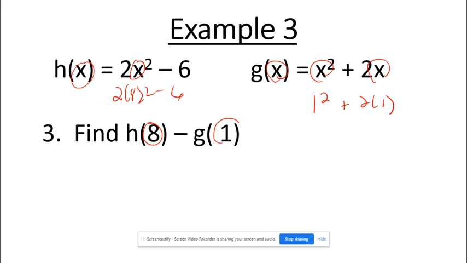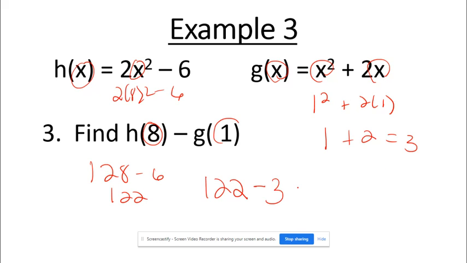So 2 times 8 squared. 8 squared is 64. Times 2 is 128. Minus 6 is 122. And then 1 plus 2 equals 3. So then h of 8 is 122. Minus g of 1, which is 3, would equal 119.